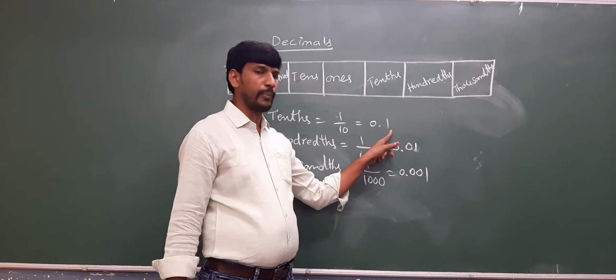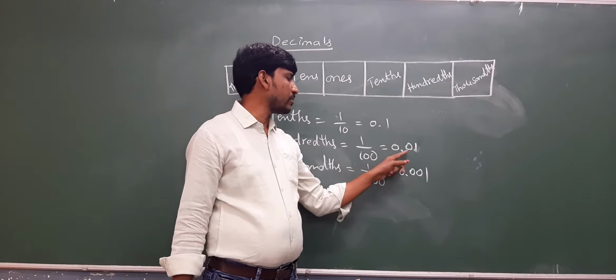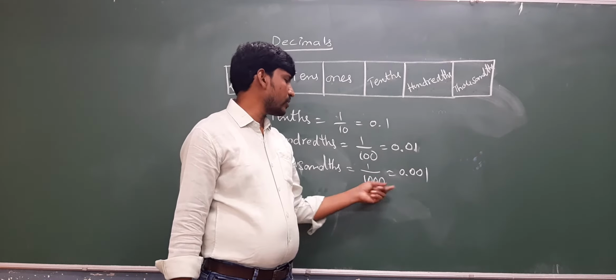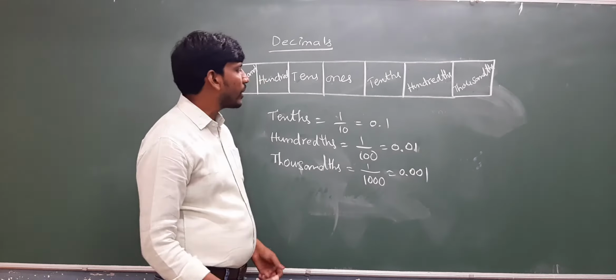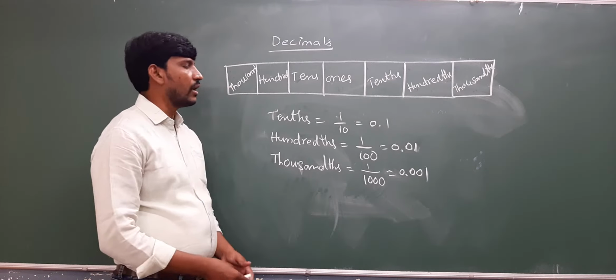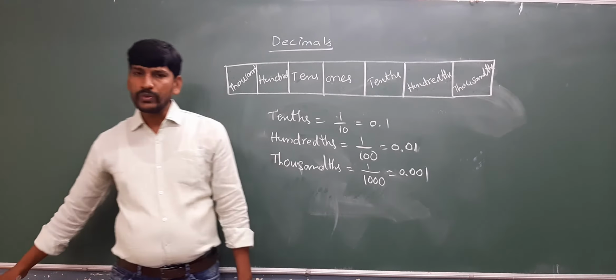See, 10, 1 point. After point you have one place. 2 zeros, after decimal you have 2 places. 3 zeros, after decimal you have 3 places. Clear? Now I am going to write a number by using the decimal with the place value system.